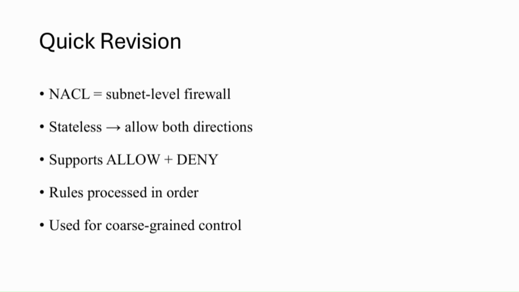Number four, rules are processed in order. The first matching rule wins. Rule 1 is checked first, then rule 2, and so on. Number five, NACL is used for coarse grain control. Coarse grain control means big general control. These are the five most important points. If you remember these five points, you will understand NACL.